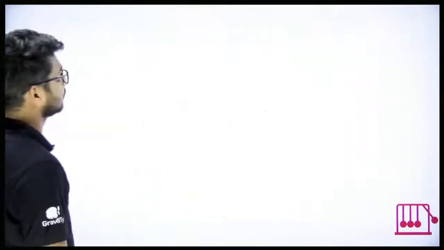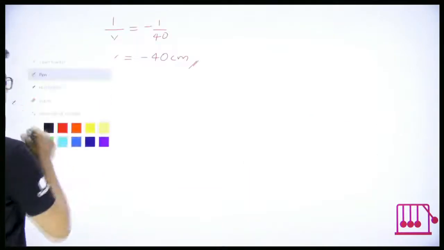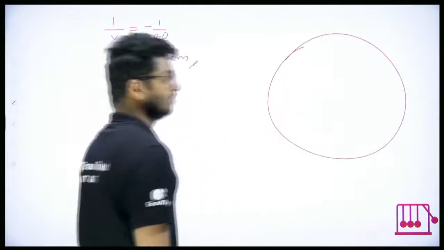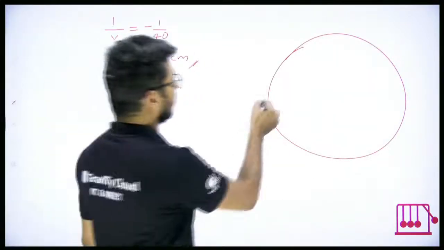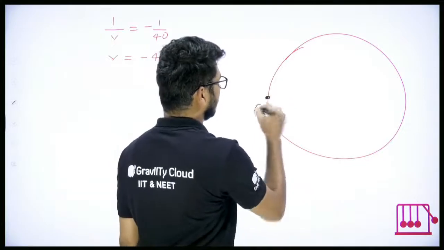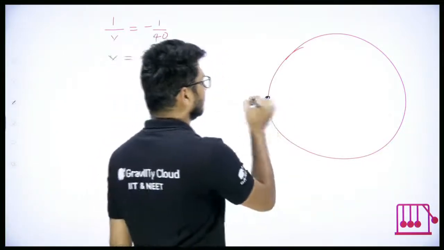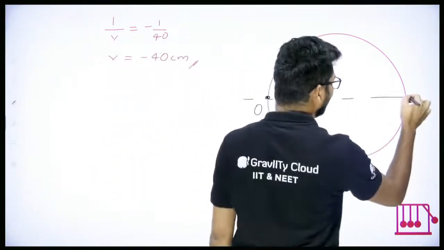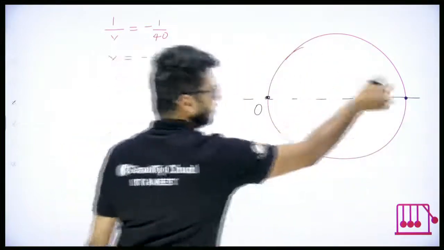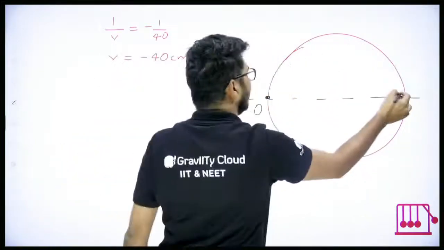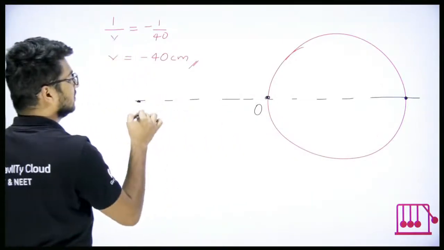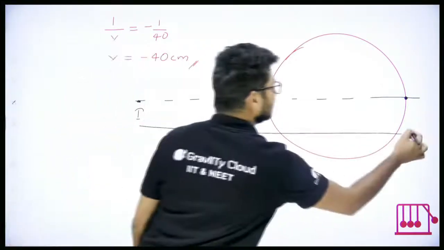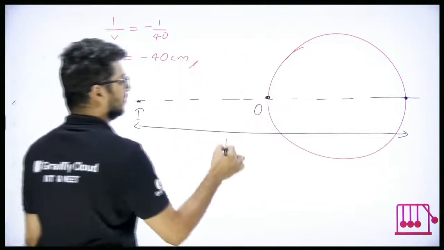So here we got V is equal to minus 40. But if this is the sphere, here is the object. And this is the principal axis. So from this point, from the spherical surface, the image is at 40 centimeters. So if this is the image, this distance is how much? 40 centimeters.